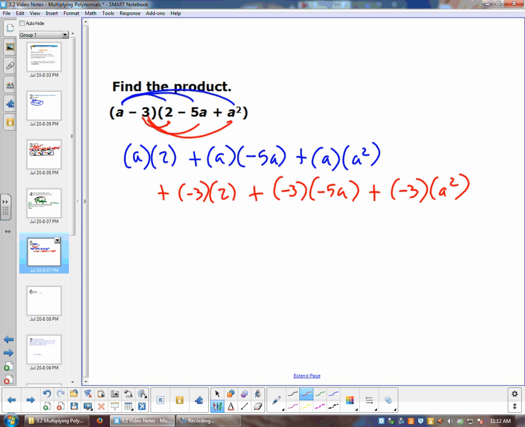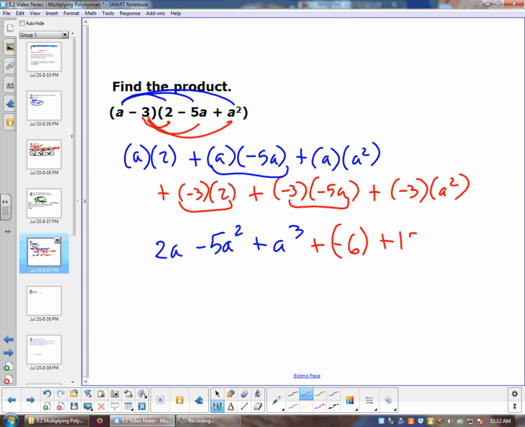So when we work this all out, we end up getting 2a minus, right here, minus, not minus 10, minus 5a squared plus a to the third. And then down here, the 3 times the negative 2 is a negative 6. And then we have here a positive 15a. And here we have a negative 3a squared.